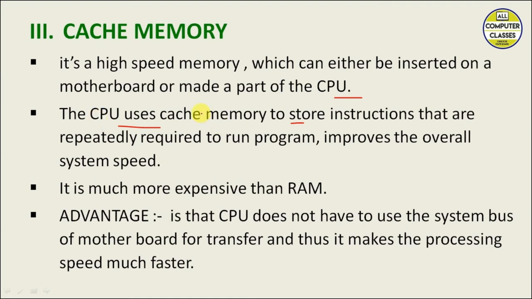If data is accessible easily by the CPU, its speed would be faster, right? So that's how cache memory is helping in boosting the speed of a computer. It is much more expensive than RAM. The advantage of using cache memory is that the CPU does not have to use the system buses of the motherboard to transfer the data, and thus it makes the processing speed much faster.